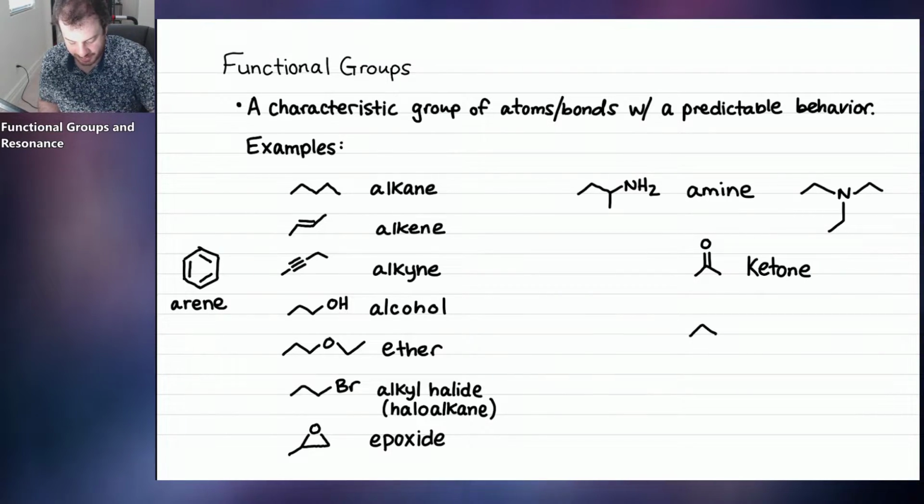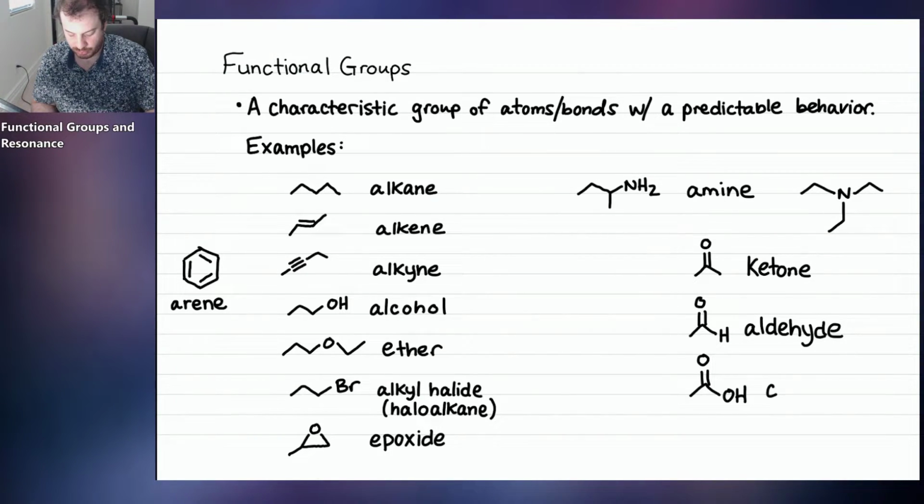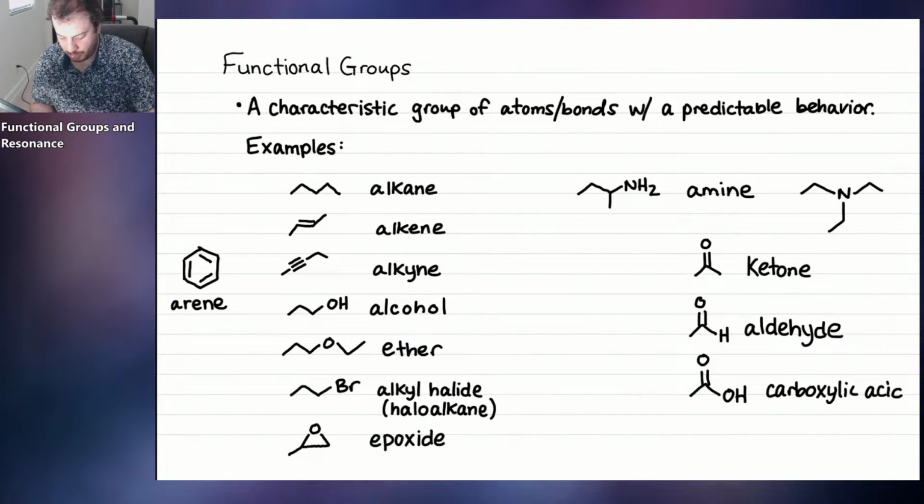And if you have a CO double bond and one of the atoms is a hydrogen, that is called an aldehyde. If you have a CO double bond and one of the atoms happens to be an OH group, that is called a carboxylic acid. Be careful, it's no longer called an alcohol, even though you see the OH group. Because it's an OH next to a CO double bond, it gets a new name, carboxylic acid.